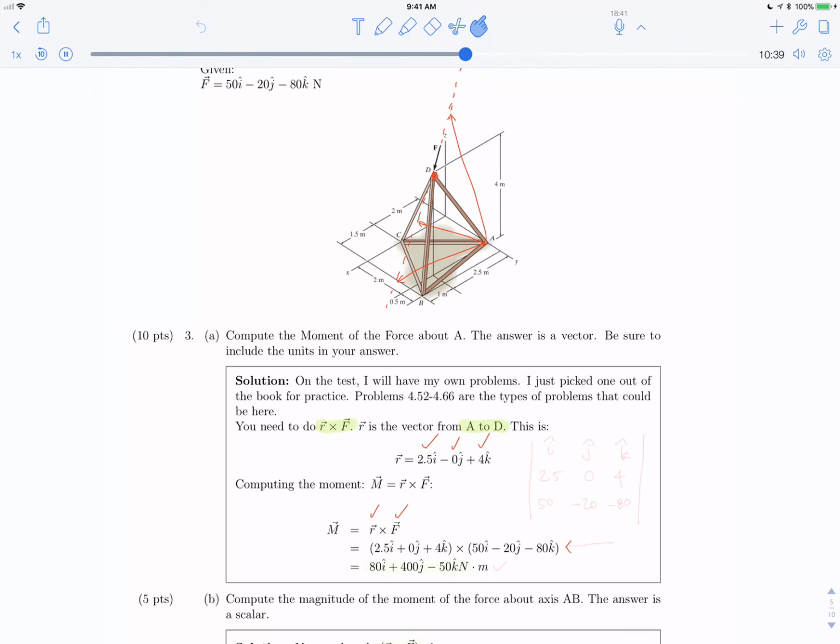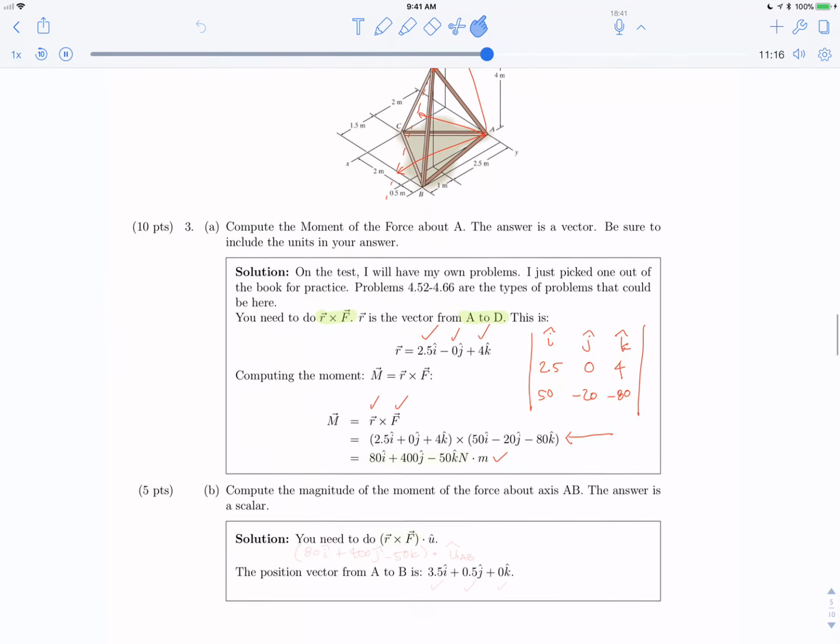My calculator can do it, so I just put this in my calculator and I got r cross F. If you don't have a calculator that can do cross products, this is what you do. You do i, j, k. Make sure you put the r next, so 2.5, 0, 4. And then you put the F, and the F was, let me go look it up, 50, minus 20, minus 80. Oh, there it was. It's written right there. And you take the determinant of that. I'll leave it to you to go through the notes to figure out how to do that.